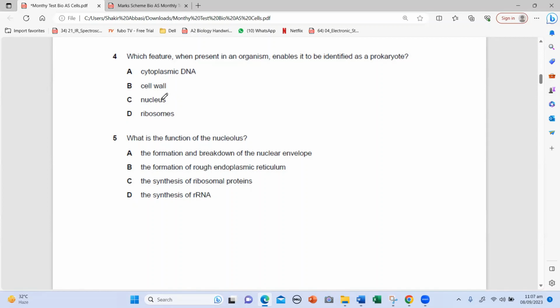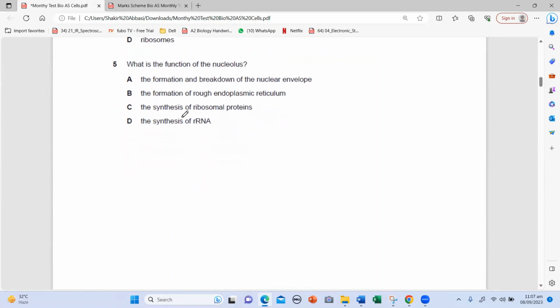Nucleus is not there in prokaryotes. And yes, having ribosomes also does not qualify something to be a prokaryote because even eukaryotes have ribosomes. Prokaryotes have 70S ribosome only, and eukaryotes have 70S and 80S both. So the answer to 4 is alpha, A.